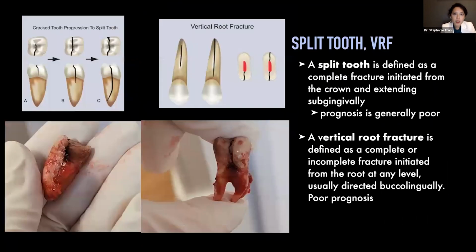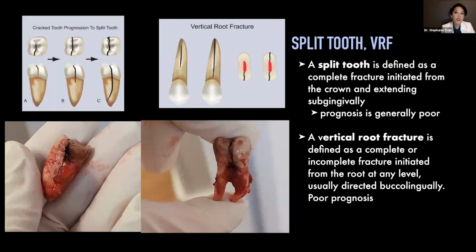A split tooth is when a cracked tooth can progress to the point where it's involving either the tooth all the way down the root, starting from the coronal down the root, or also all the way across. That's when we're looking for things like a fracture through the pulp chamber floor, and because the split is so deep, so far apically, the prognosis is poor.